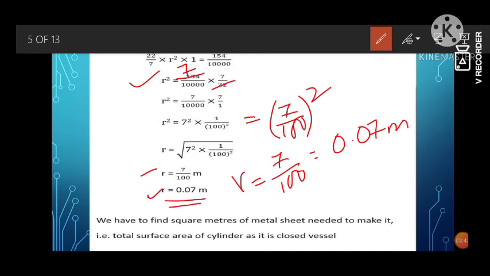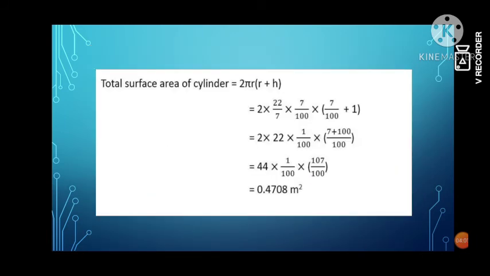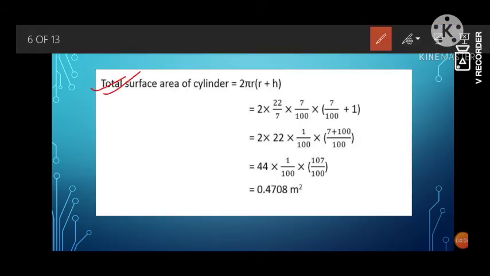Now we have to find out TSA, that is total surface area, or the area of metal sheet required to build that cylindrical vessel. So let us see. Total surface area of the cylinder: the formula for it is 2 pi r into r plus h. Pi is not stated, so we will take it as 22 by 7. r is 7 by 100 and h is 1. Substituting all the values, we will get 2 into 22 by 7 into 7 by 100 into 7 by 100 plus 1. So this 7 and 7 cancel.